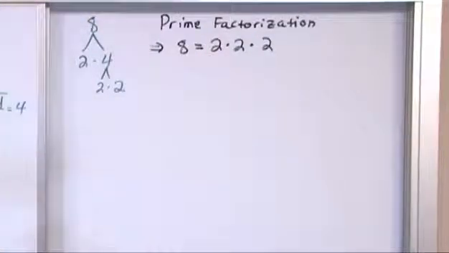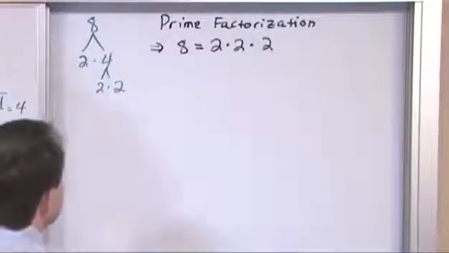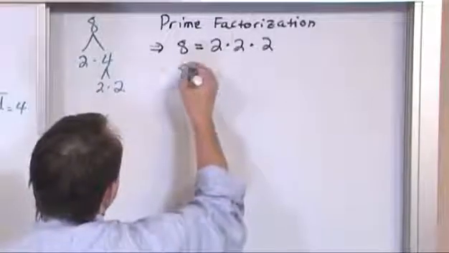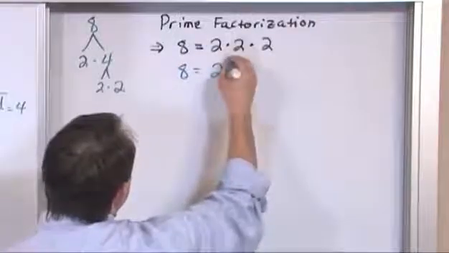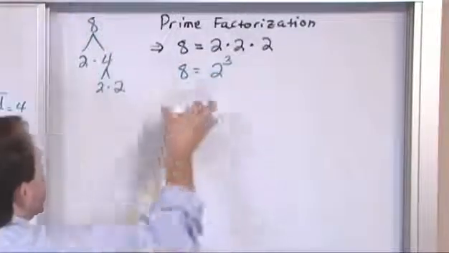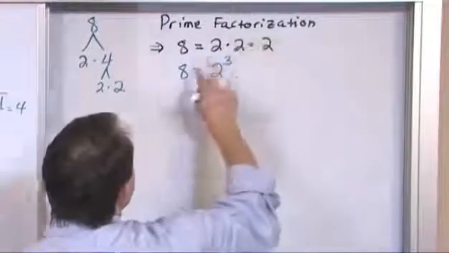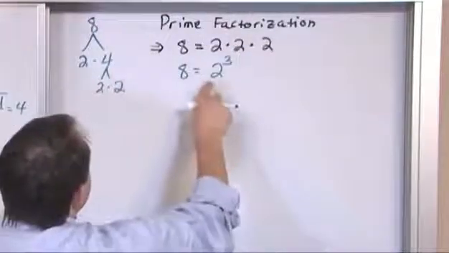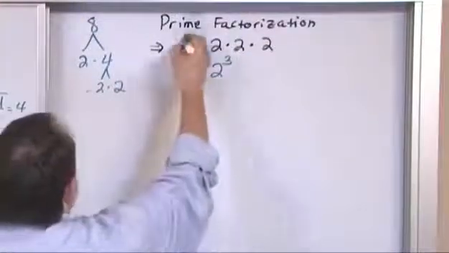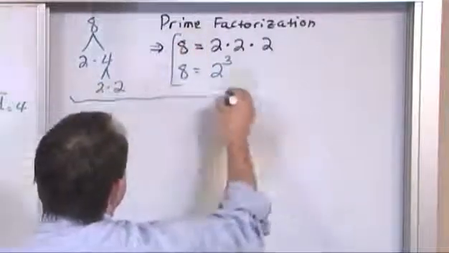But a lot of times you want to write it in terms of exponents, just to make it shorter and cleaner. So the way you would write it in terms of exponents would be 2 cubed. And that would be the answer. This is the prime factorization. This is still acceptable also, but if your problem tells you to write it in terms of exponents, that's going to be your answer. So I'm going to circle those as the answer.